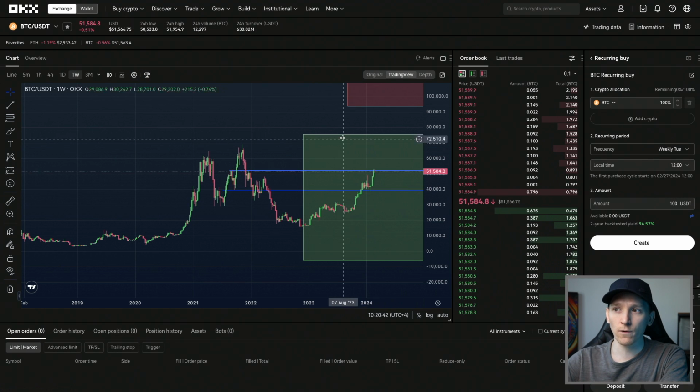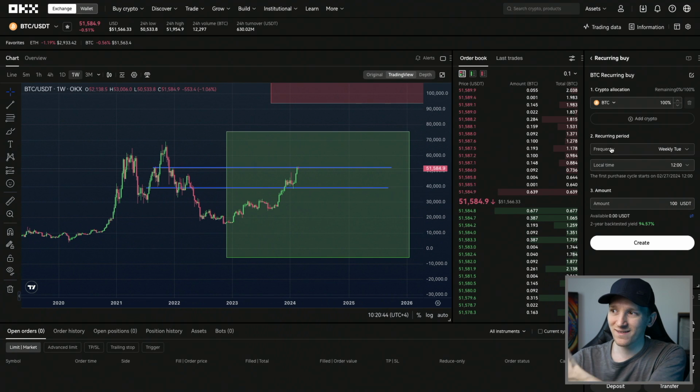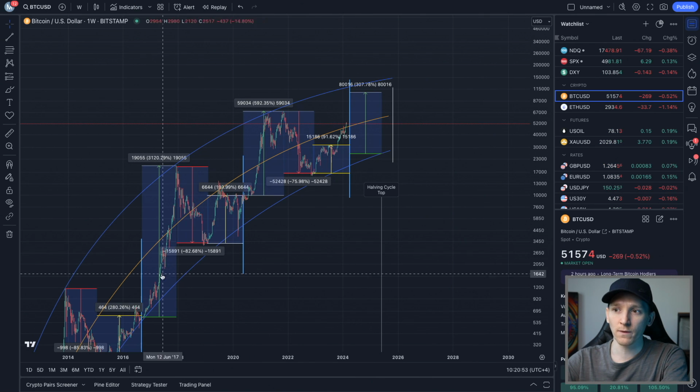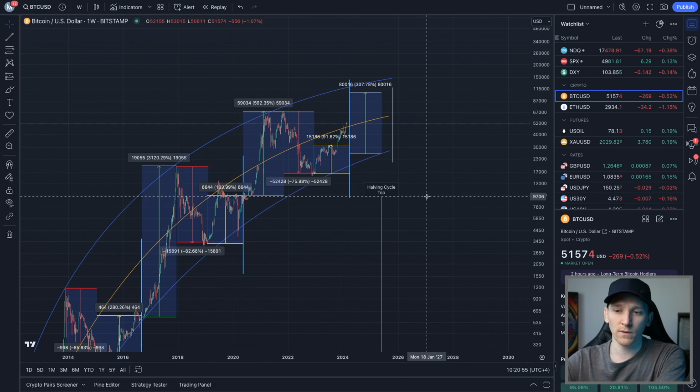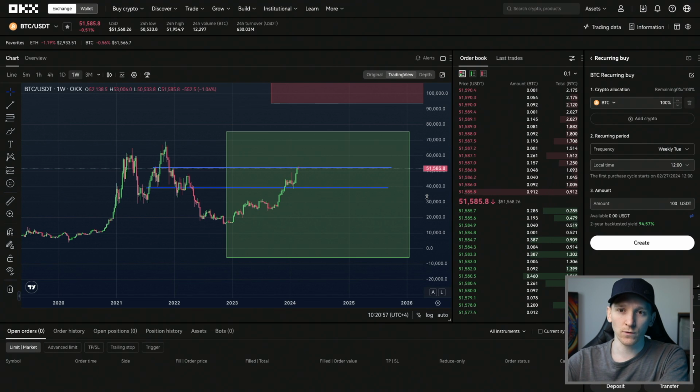But if you're in the green zone and you just want to participate, you can set up a bot to recur and buy the assets that you want to buy over a specific time frame. Because very simply, we have buy zones when the prices are lower and sell zones when the prices are higher. And so you can automate your strategy like that.